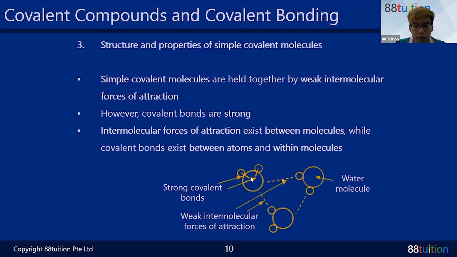Whereas for covalent bond, remember, this is the overlap of your electron shells when they are sharing the electrons. So this is going to occur inside the molecule, between, let's say, the hydrogen and the oxygen. So you see the line here, just imagine it's the covalent bond between the H and the O. So this one is strong.